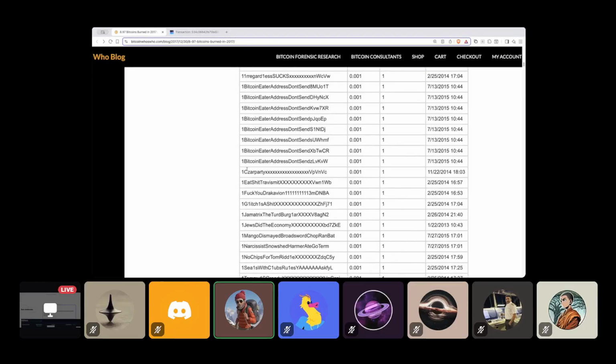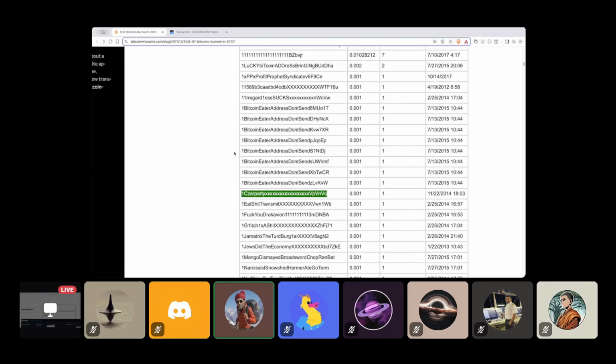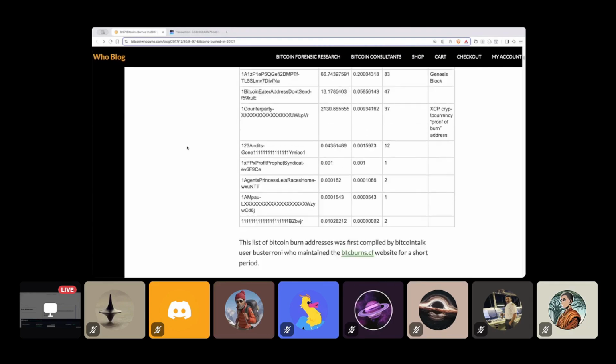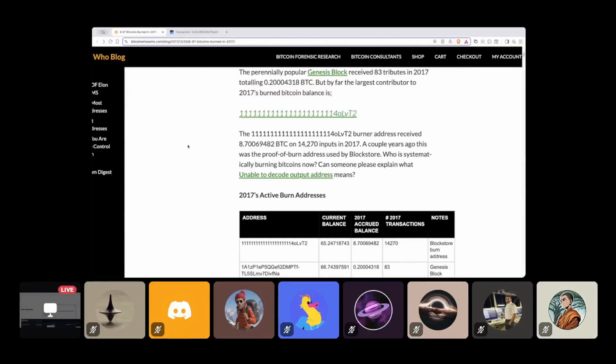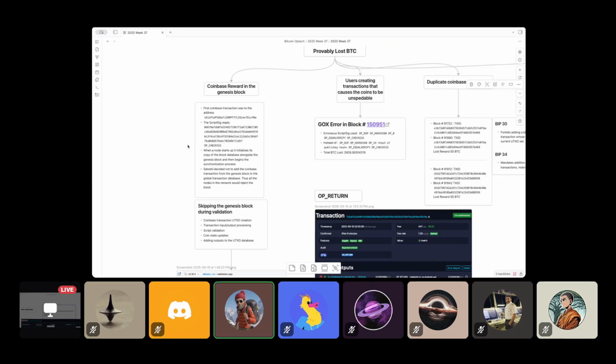For example, there is one crazy party. They were even playing with addresses like one Bitcoin Ether address do not send, and still people send something there. So yeah, a lot of craziness still goes on. So yeah, that's all I had to share. If you have any questions, or if you want to look at any transactions, we can try and look into it.